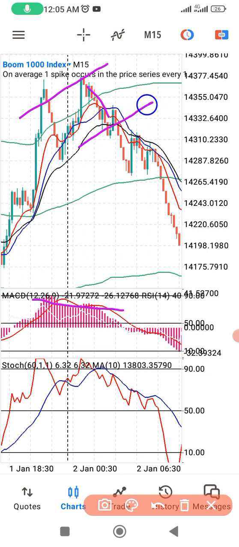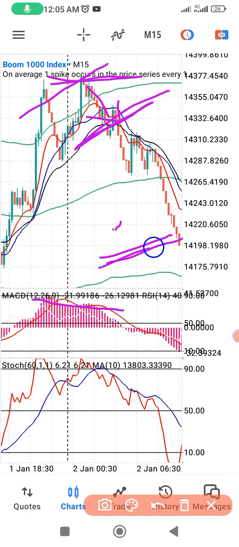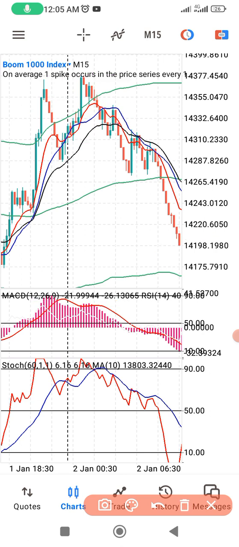Price closes below the moving average. Then we'll make our entry from this point. Our stop loss is up here, and our take profit is somewhere here. So you can see that this is our trick. This is how we take advantage of the market.